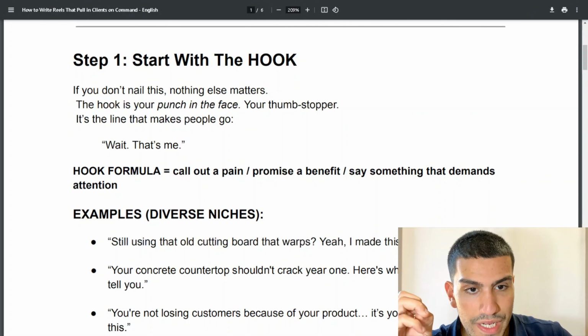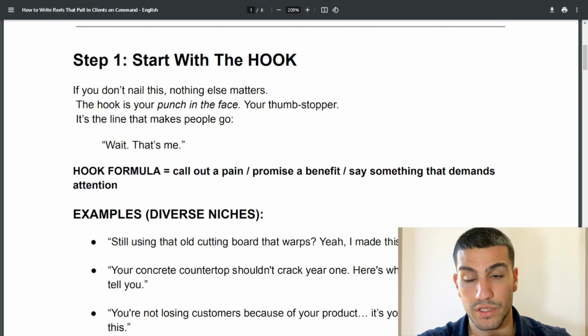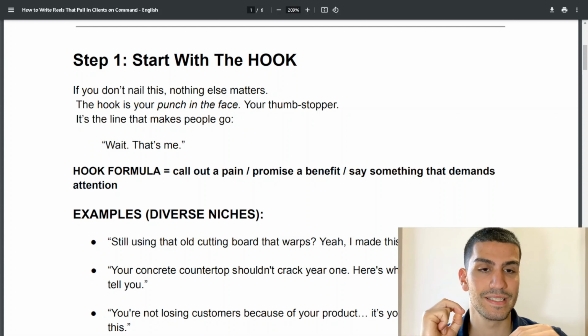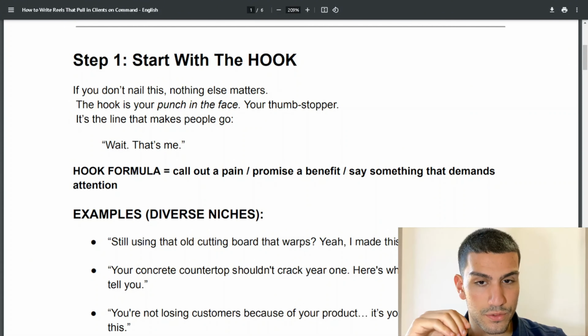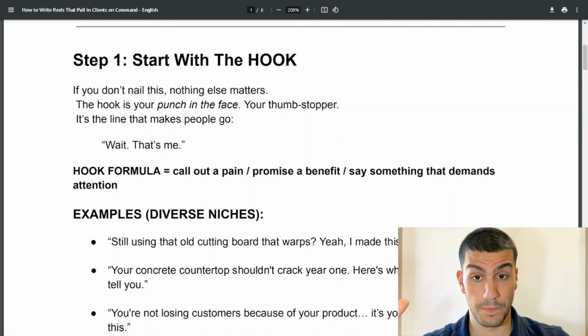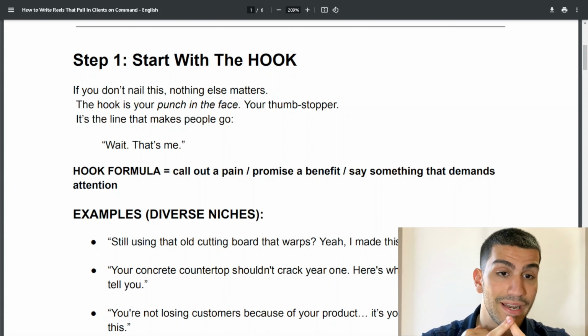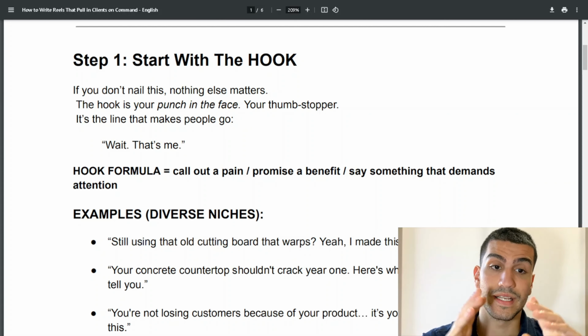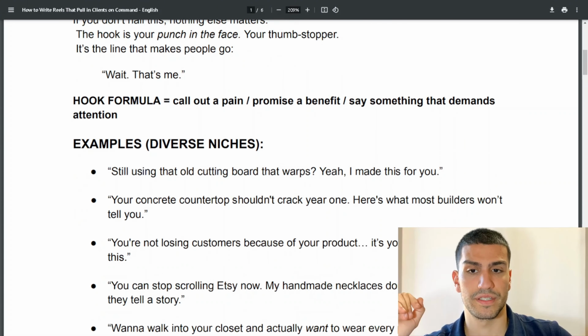So usually I'm not a formula kind of guy. I don't use formulas, I don't like formulas. But I promise to make this as simple as possible. So a couple of formulas you can use to write hooks would be either call out a pain, or promise a benefit, or say something that demands attention. Let me give you a couple of examples.